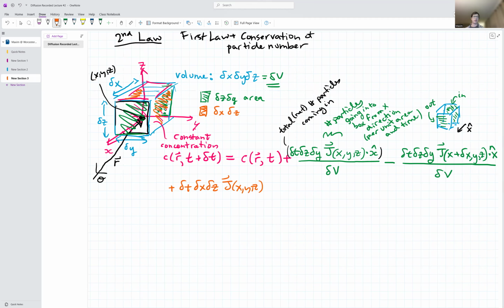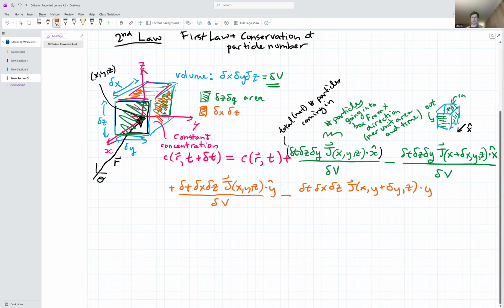It's that back wall dotted into y hat, all over delta v, the volume, because it's concentration, and j is number of particles per unit area per unit time. So altogether up here, this is again number of particles. We need to divide by the volume to get the concentration. And then similarly, subtract the particles coming out of that front wall. Same area, delta x, delta z, and j, but now it's the particles at that front wall, so it's y plus delta y, z, dotted into y hat, and then that's all over the volume.